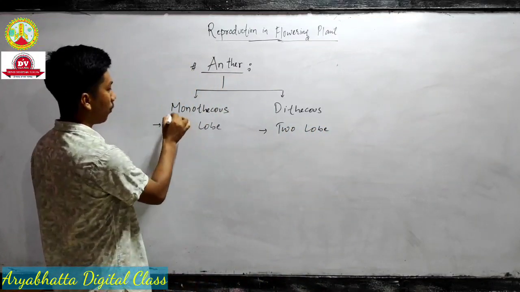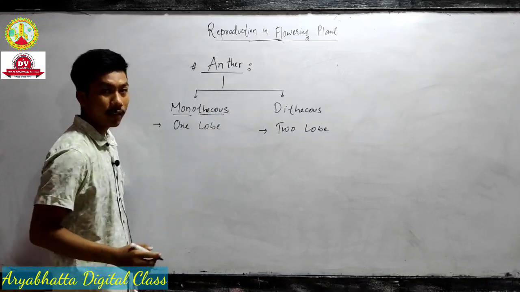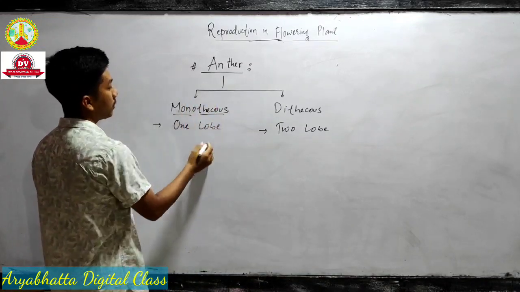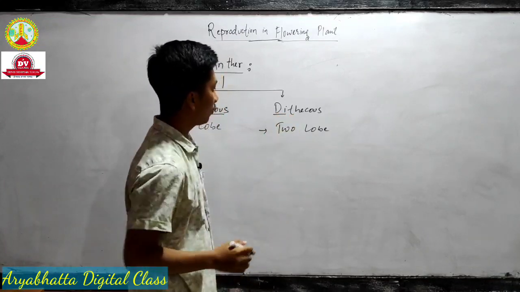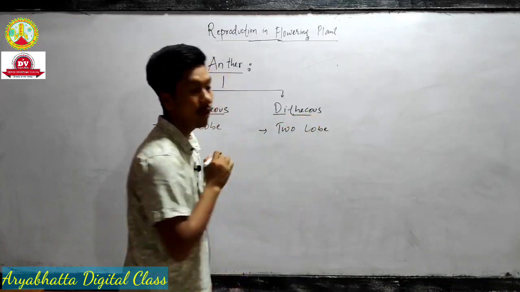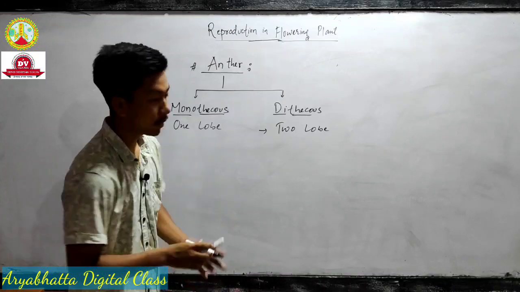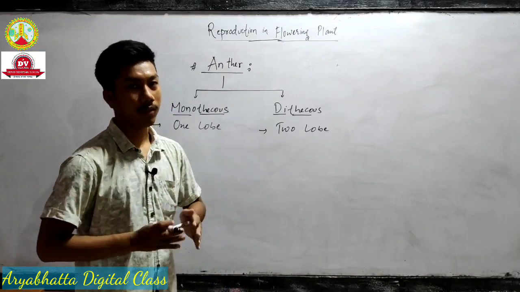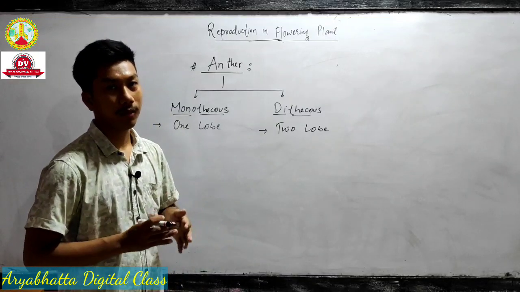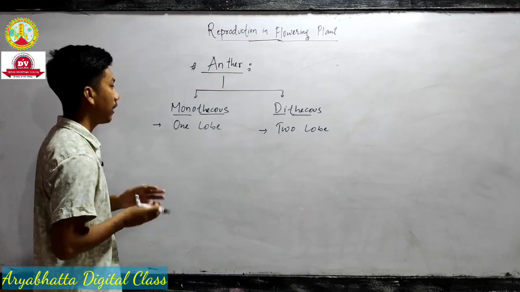Mono means one. Here the word theca means lobe. Di means two, and thecous means lobe. Again, it is a Greek word. All the biology names are written in Greek, right? We have discussed in first year that it is considered as that language, Latin language.